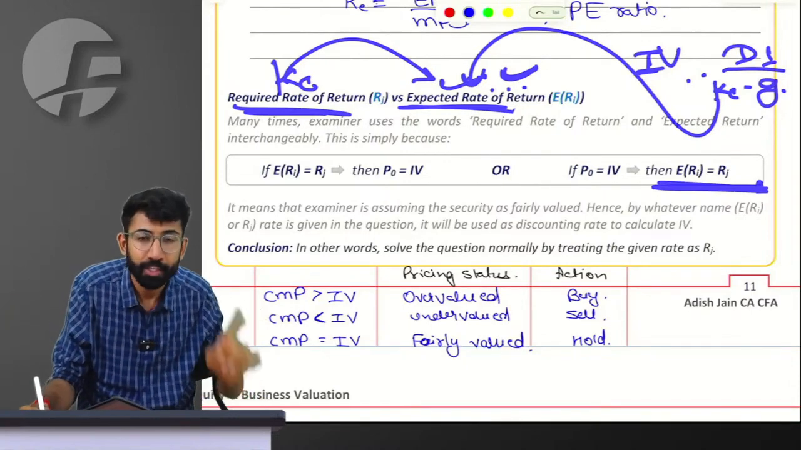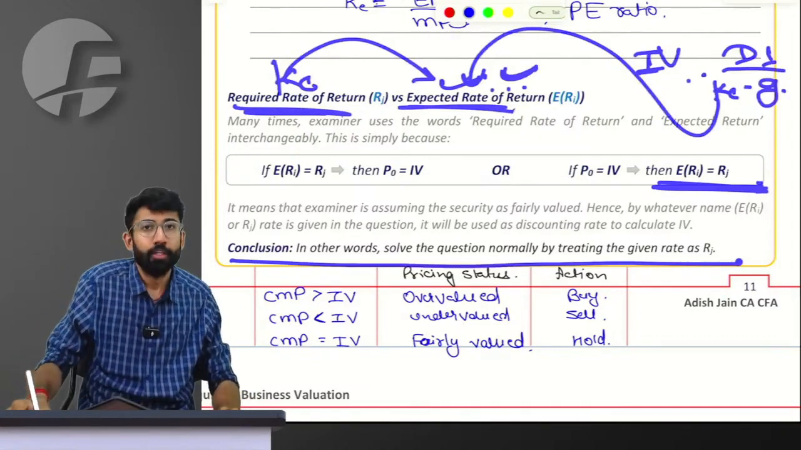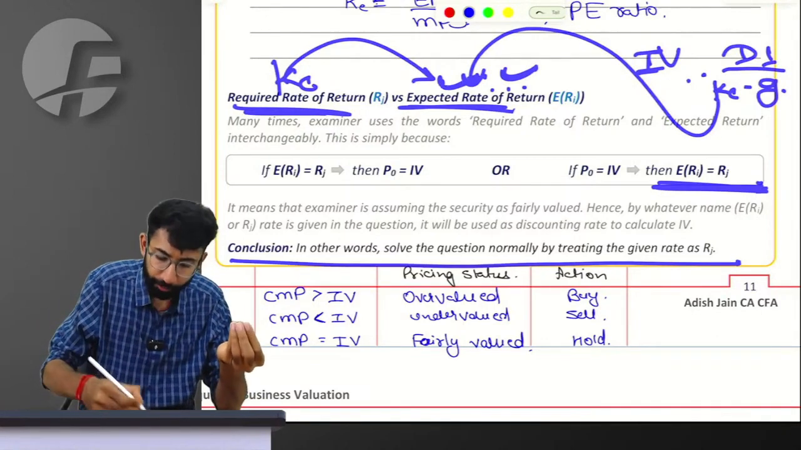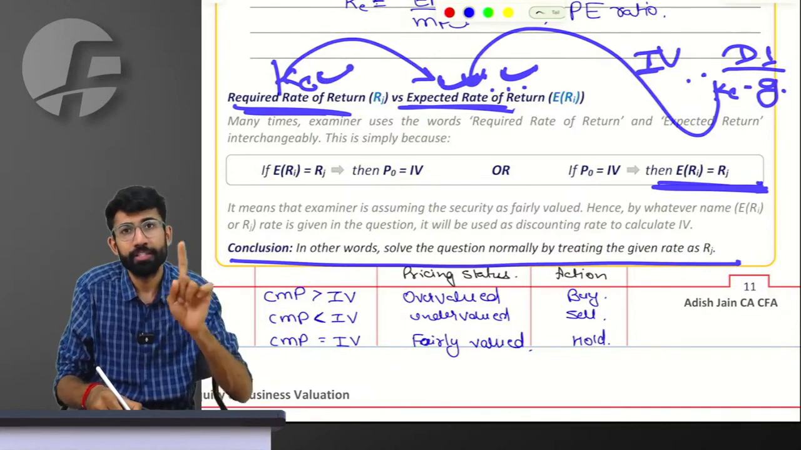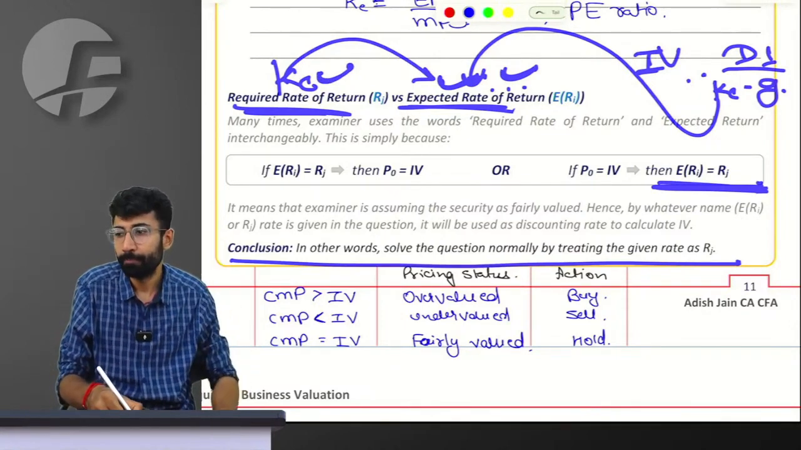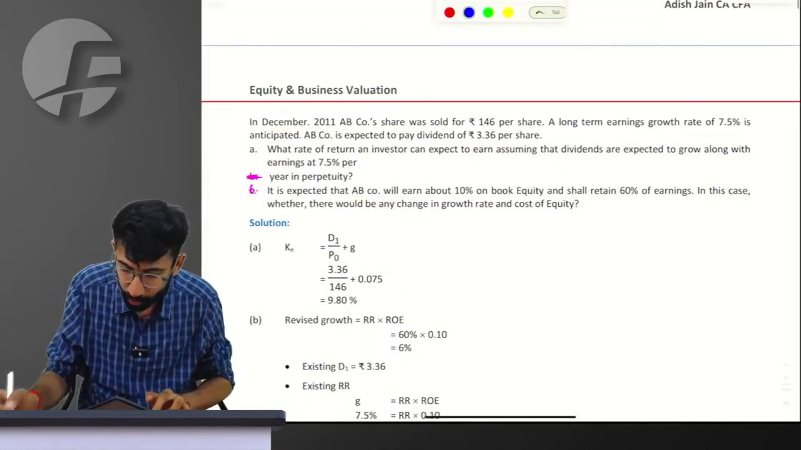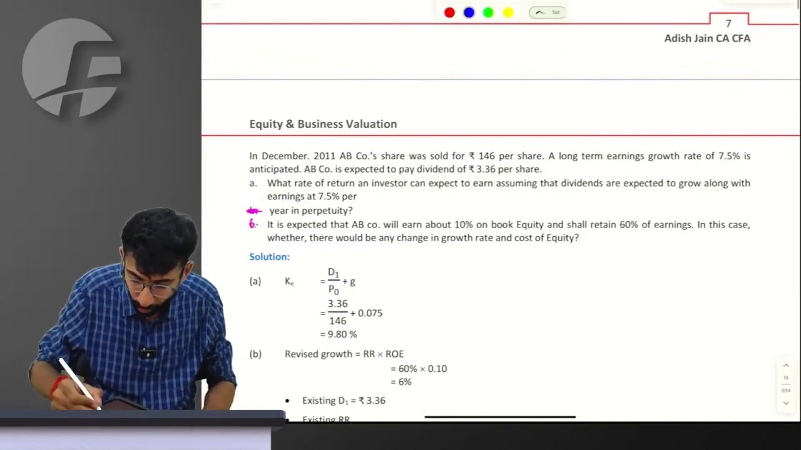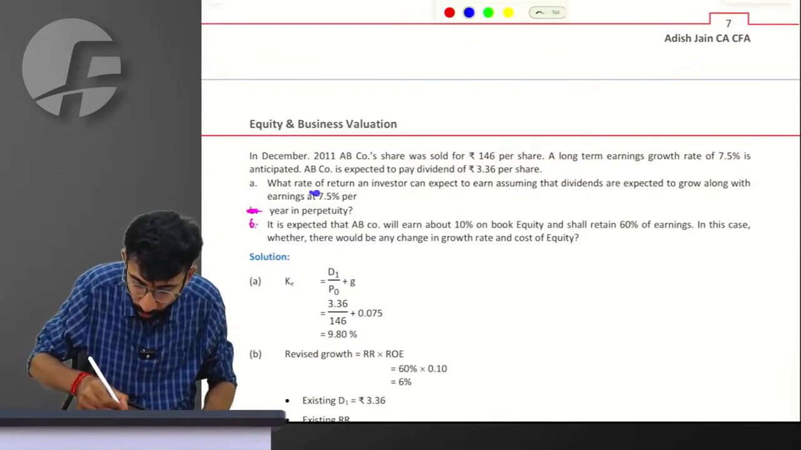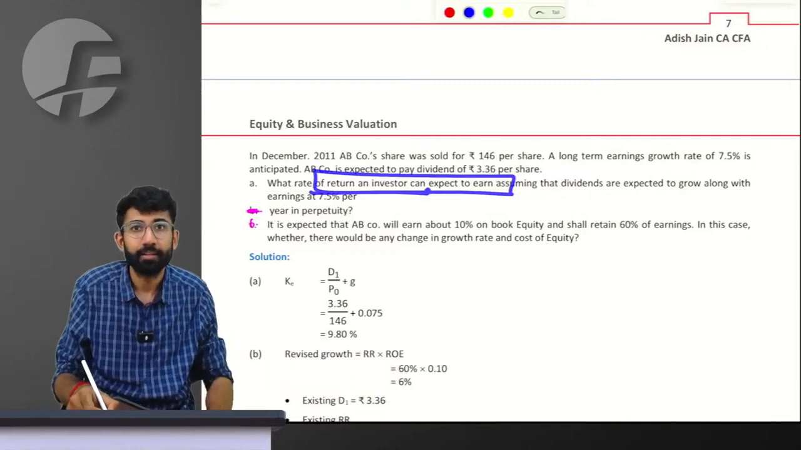Let me complete this. Which is why this conclusion is important. Whether they give expected rate of return or required rate of return, you can consider it to be your Ke and solve the question simply. All right, this is fine. Which means now we realize that even if they ask you expected or required, you have to calculate Ke. One thing is clear.